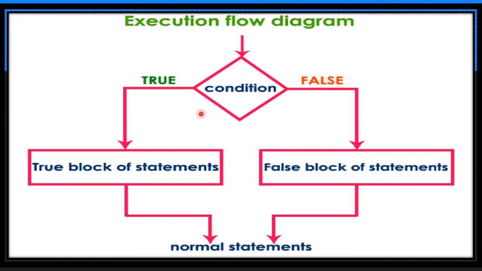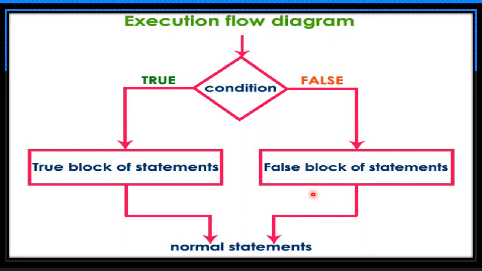For example, let's suppose the condition is 10 greater than 5. So 10 is always greater than 5. So this states as true. So in this case, this true block of the statements will be executed and this false block will be skipped by the program. So what will be done here is the upper program will be executed and based on this condition as true, this true block will be executed and the rest of the program will be executed. The interpreter will not follow the false block of the statements.